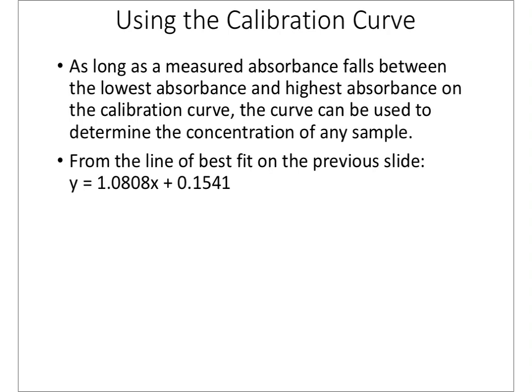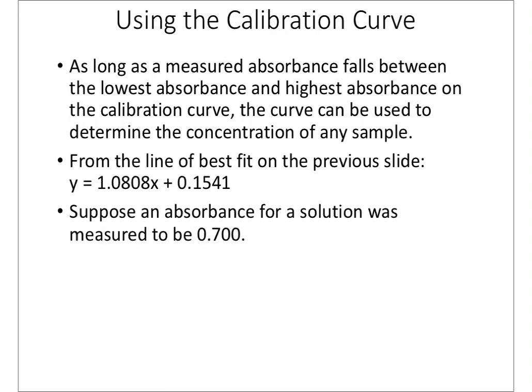So just real quick to remind you how we could use this calibration curve, let's say we go back to the previous slide and we look at the line of best fit. What we have is this equation: y is equal to 1.0808 times x plus 0.1541. Now what we want to remember is that absorbance on our calibration curve is on the y-axis, and on the x-axis we have our concentration. So what you're going to get in this lab is some sample absorbances, and the goal is to use a calibration curve to calculate the concentration of those sample absorbances.